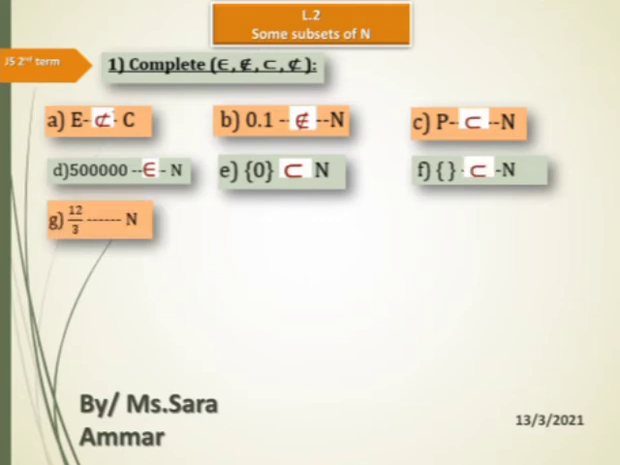Now, we said that natural numbers don't have any fractions, correct? But be careful, here you have to simplify before you decide. So 12 over 3, or 12 divided by 3, actually equals 4, and 4 is a whole number, so it belongs to N. We must always remember that when there is a fraction, we simplify first before we decide if it belongs or doesn't belong.